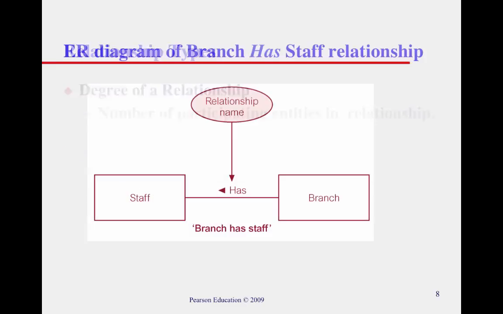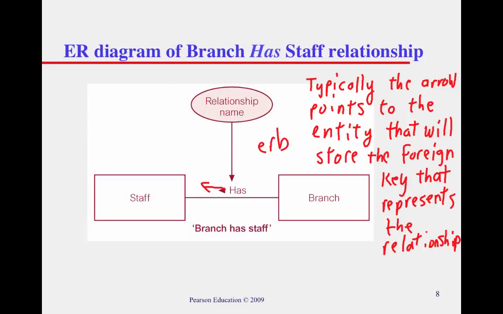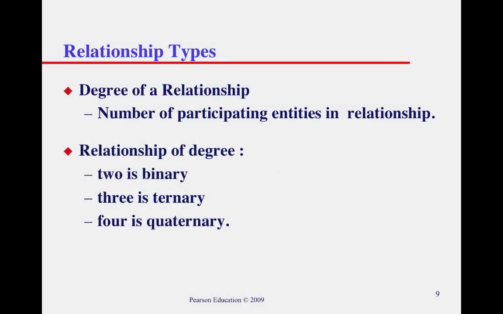Okay, now this was a binary relationship, a relationship between two entities. But in general, you can have two or more entities participating in a relationship. And the number of participating entities is called the degree of a relationship. The most common are binary and ternary. More rare are ones above that, such as quaternary.